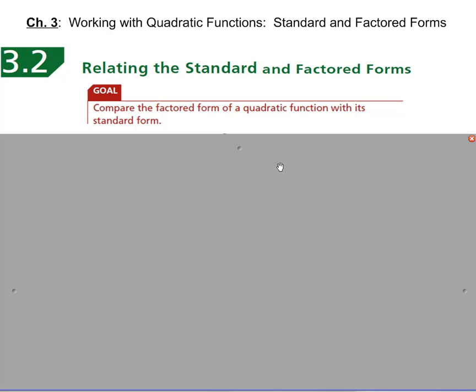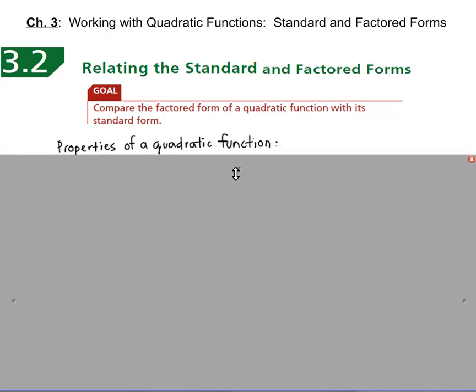Okay, so in this section we're going to be focused on looking at the standard form and the factored form, and I'm going to go through what those two mean. You might have some idea about what that already looks like, but we're going to compare the two and then use them to try and solve some problems when it comes to quadratics.